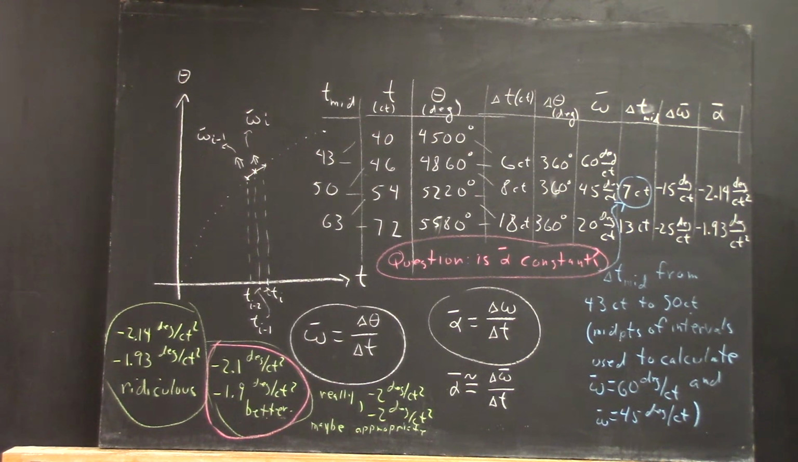Okay? Really obvious. Now, what's going on with this thing? Okay, it's slowing down. What we're getting to with this alpha bar is how quickly it is slowing down. That's important. Okay?